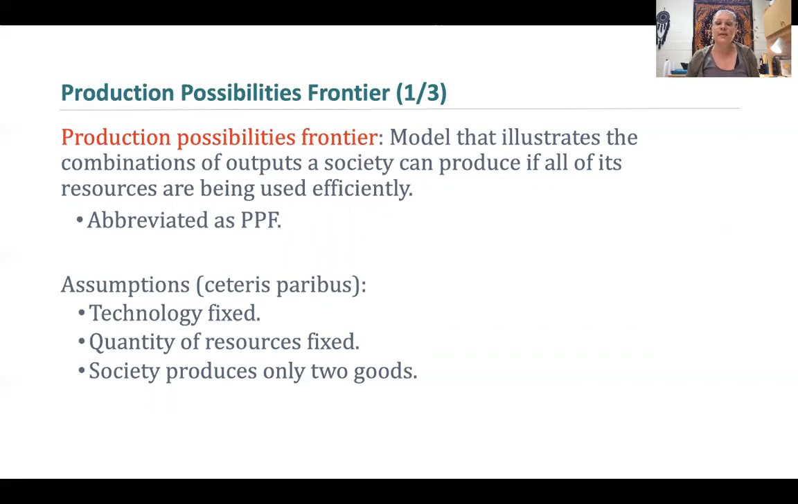We're also going to fix the quantity of resources we have available to use for the production of the goods. And in order to keep this model in 2 dimensions, its simplest form, we're going to first look at a model in which we assume that society produces only 2 goods. We can then extend this assumption or drop it completely as we get more comfortable with this model and we want to extend it. But for right now, the simplest version of this model is one in which we produce only 2 things.